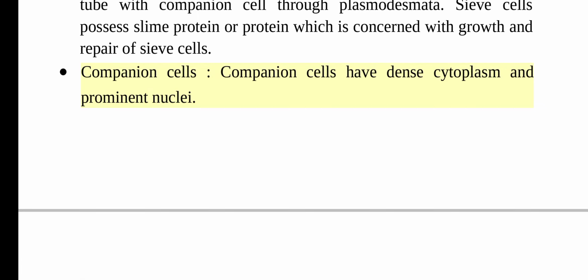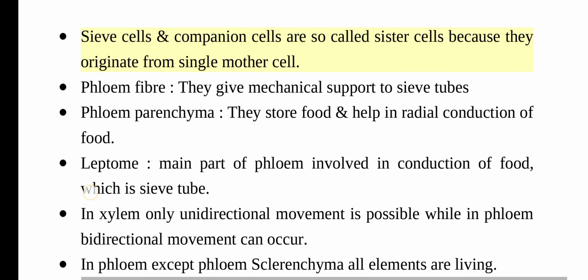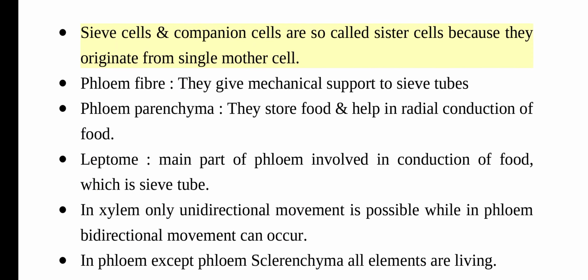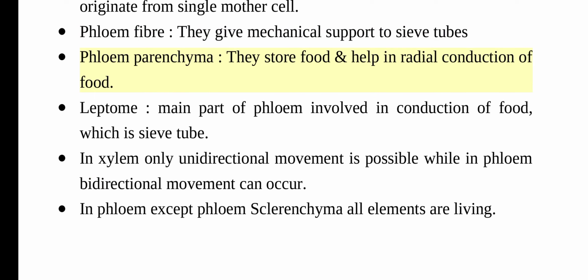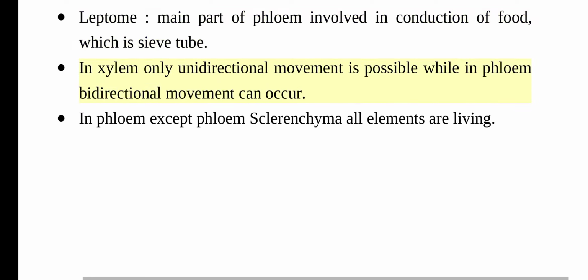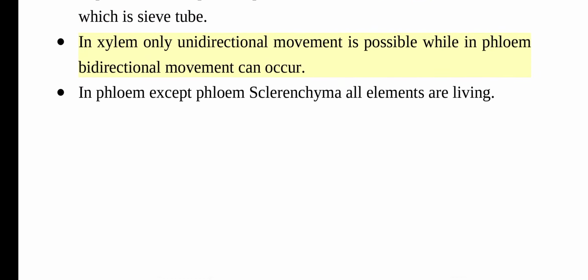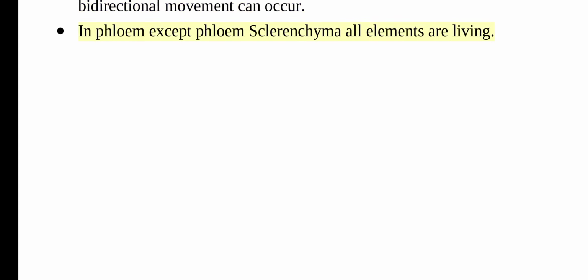Companion cells have dense cytoplasm and prominent nuclei. Sieve cells and companion cells are called sister cells because they originate from a single mother cell. Phloem fiber: they give mechanical support to sieve tubes. Phloem parenchyma: they store food and help in radial conduction of food. Leptome: the main part of phloem involved in conduction of food, which is the sieve tube. In xylem only unidirectional movement is possible, while in phloem bidirectional movement can occur. In phloem, except phloem sclerenchyma, all elements are living.